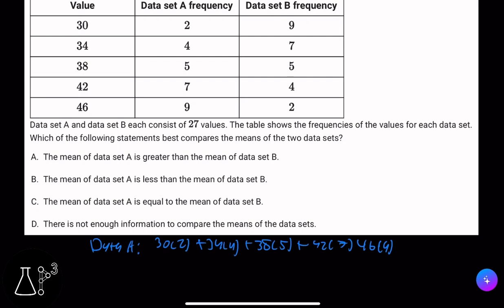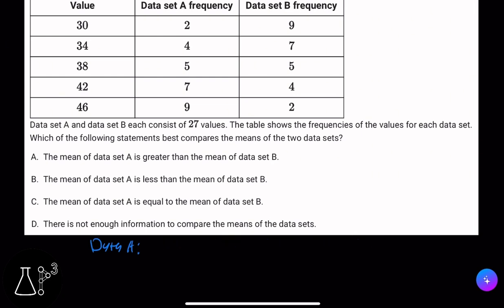And if you plug that into a calculator, you would do 30 times 2 plus 34 multiplied by 4 plus 38 multiplied by 5, and the other numbers too. Sorry, I made a mistake here, 42 with 7, and then last but not least, 46 with 9. You're going to get a huge number of 1,194. So I'm just going to erase everything for space purposes.